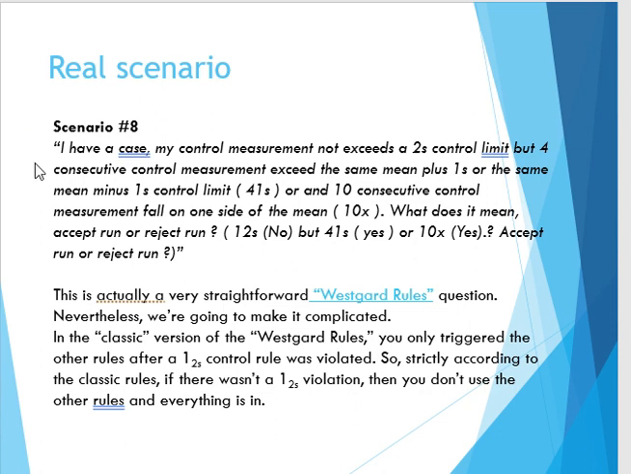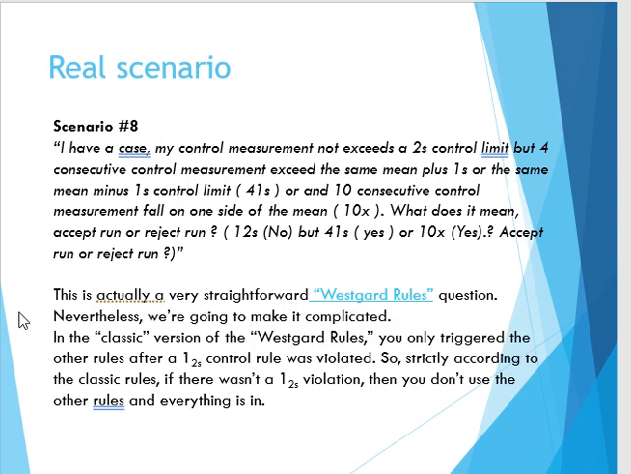Yeah, I have a case, my control measurement does not exceed the 2 SD control limit, but four consecutive control measurements exceed the same mean plus 1 SD or the same mean minus 1 SD control limit, which is 41S. So the material is 41S. And 10 consecutive control measurements fall on one side of the mean, which is the 10x rule. What does it mean? Accept or reject the run? So this is actually very straightforward. This is the Westgard rule answer. Yeah, this is a very straightforward question.